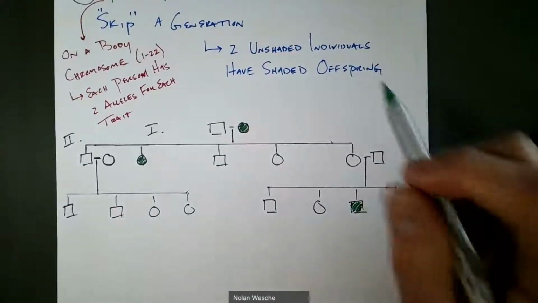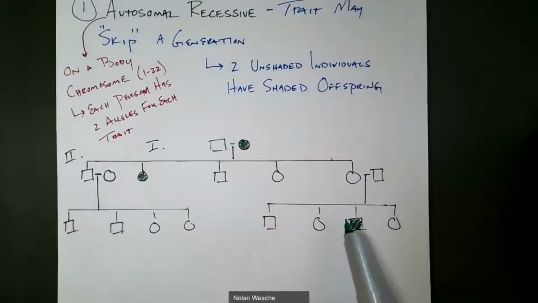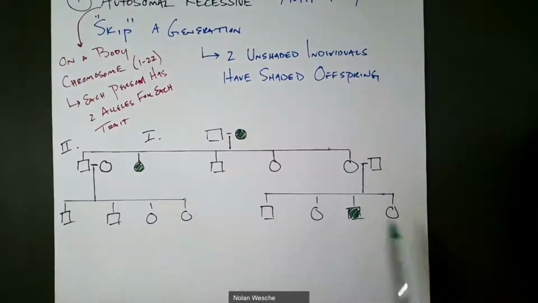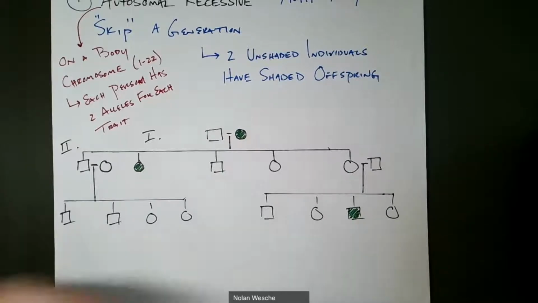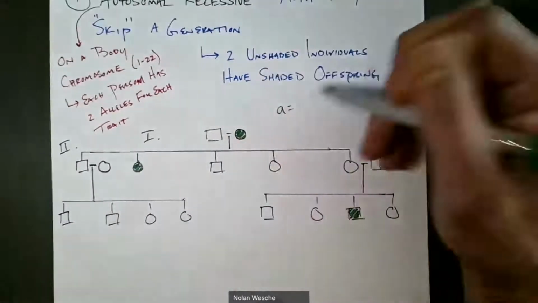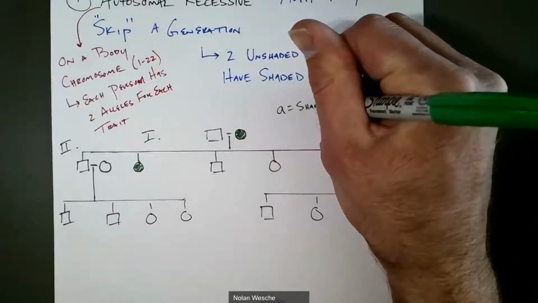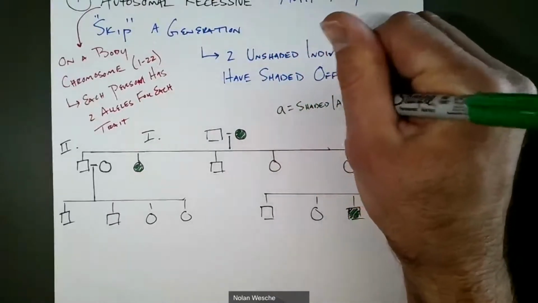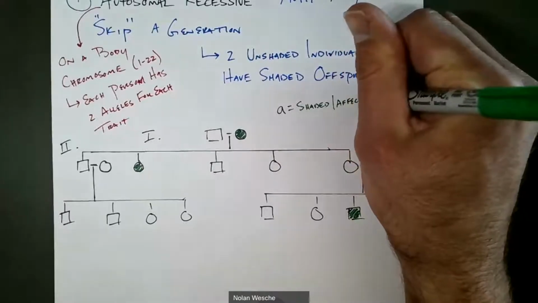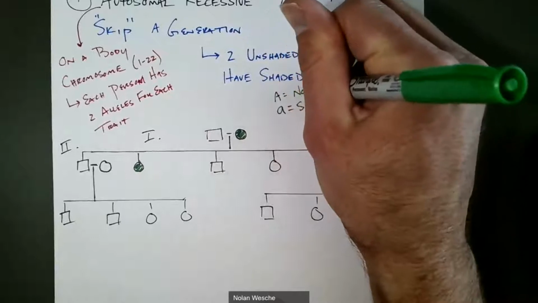And in this case, here is what we're looking for. 2 unshaded individuals having shaded offspring. That's this right here. So this would tell us it's recessive. Now, we haven't gotten into what we look for if it's X-linked, but for now, let's say it's recessive. So the shaded allele is going to be the recessive allele. So this is going to be the shaded, or the affected individuals. And then the big A will be your normal alleles.